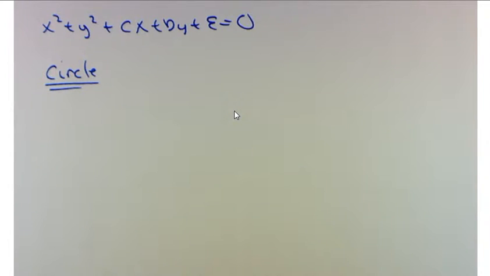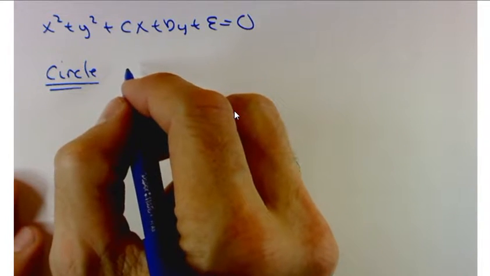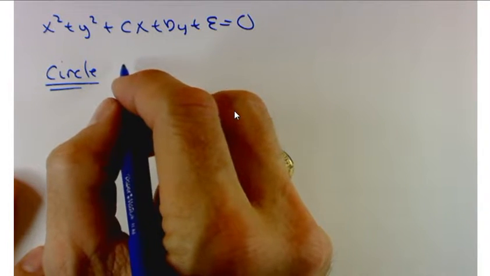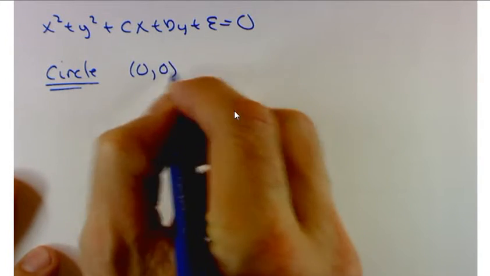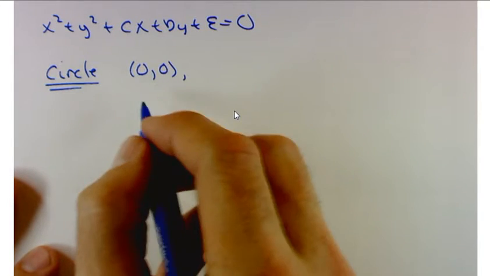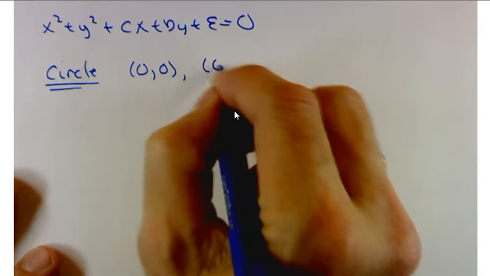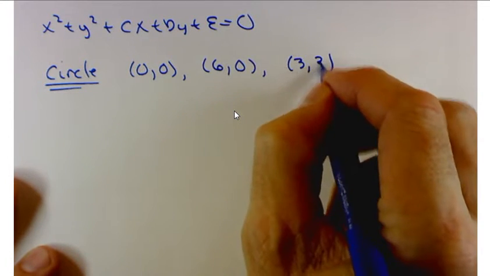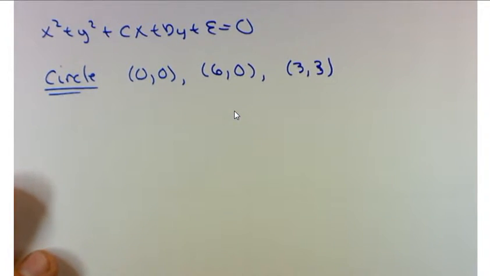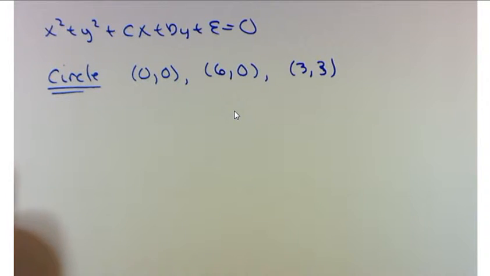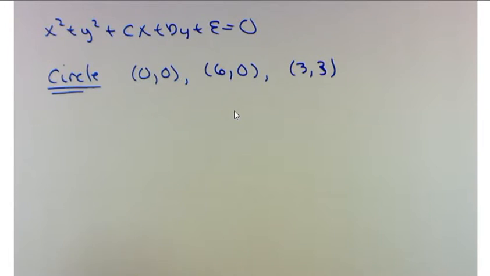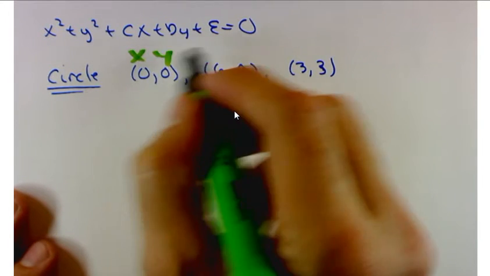In the problem, they tell us that this circle passes through these points: 0, 0, 6, 0, and 3, comma 3. Well, this is pretty similar to the last one. They're giving you x, y for 3 points, and they're asking you to solve for the 3 unknowns. In this case, it's c, d, and e.